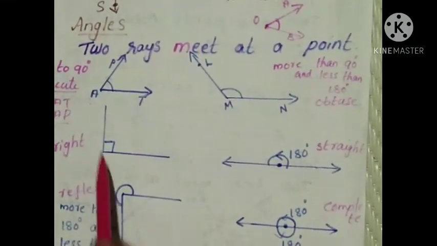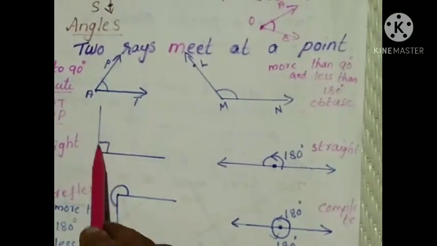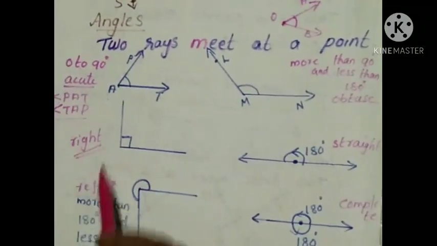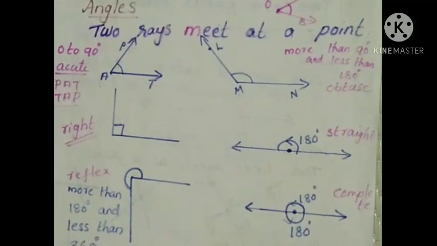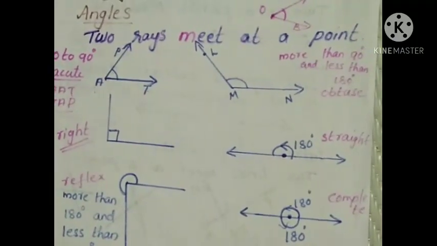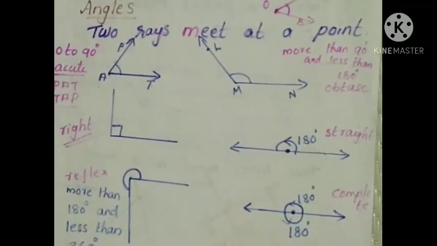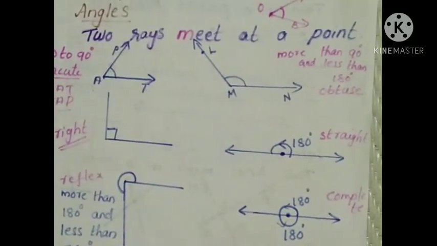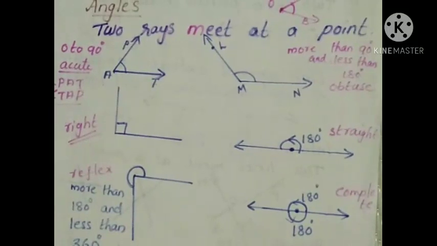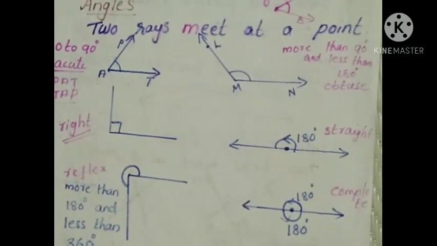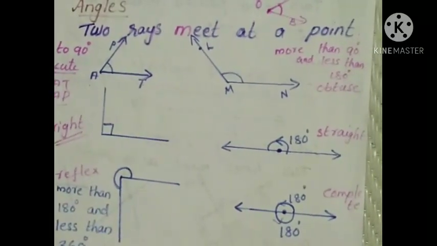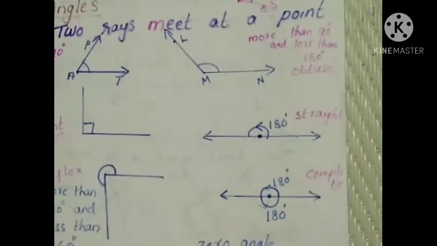Then if an angle measures exactly 90 degree, that is called a right angle. An angle measuring 90 is called a right angle. Less than 90 is called an acute angle. It is the easy way. Exactly 90 is called a right angle. Less than 90, between 0 to 90, is called an acute angle.